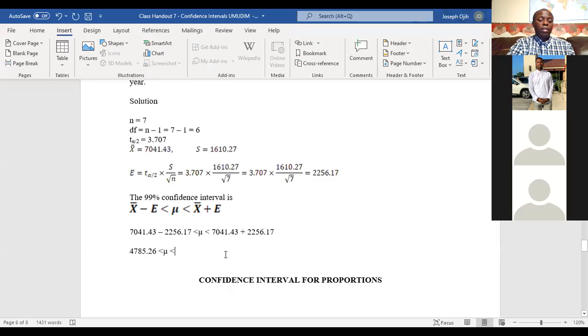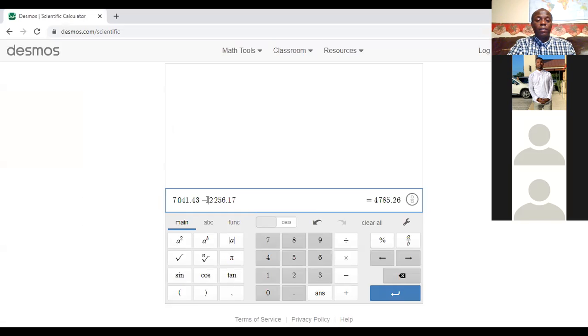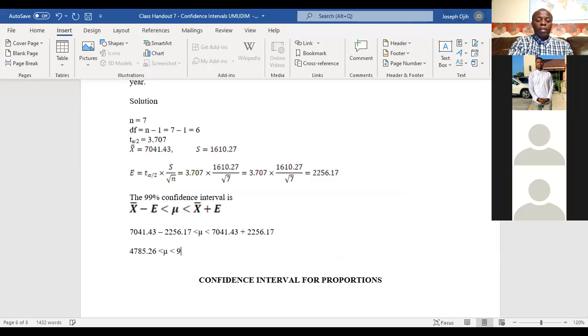In that case, we add it on this side. So let's go and add it in our calculator. We have it in this form. Let's put a plus sign here. 9,297.6. So we're going to have 9,297.6.